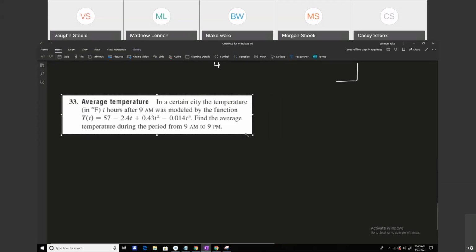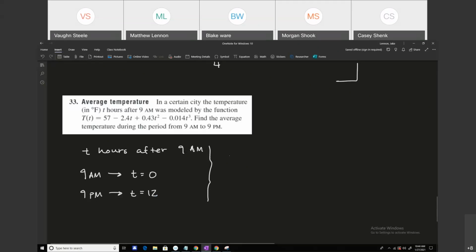So we've got a function that's measuring the temperature in a city in Fahrenheit, t hours after 9 a.m. So what we want to do is find the average temperature during the period. Since t is hours after 9, that makes 9 a.m. correspond to t equals 0. And 9 p.m., the other endpoint in question, would be t equals 12, right? It's exactly 12 hours later. So that's what we're going to use for the interval.